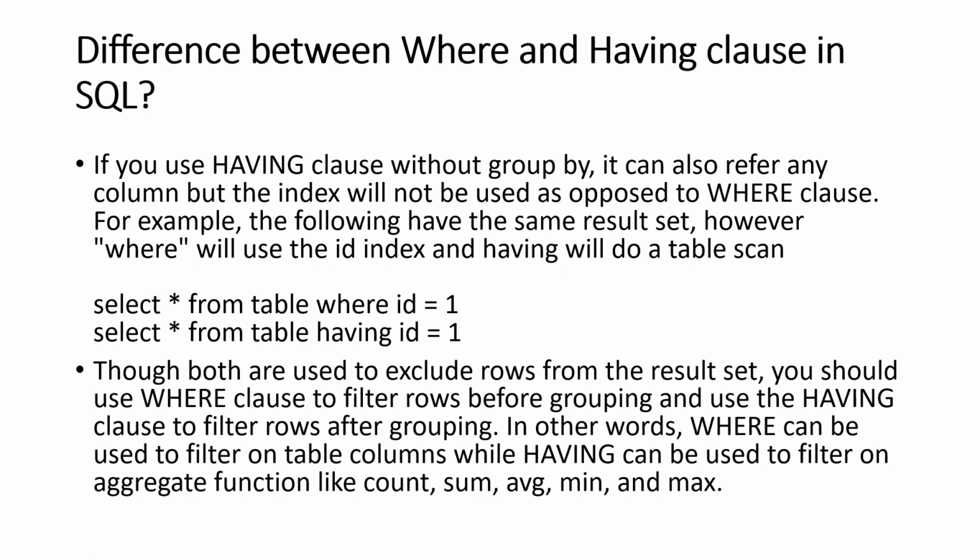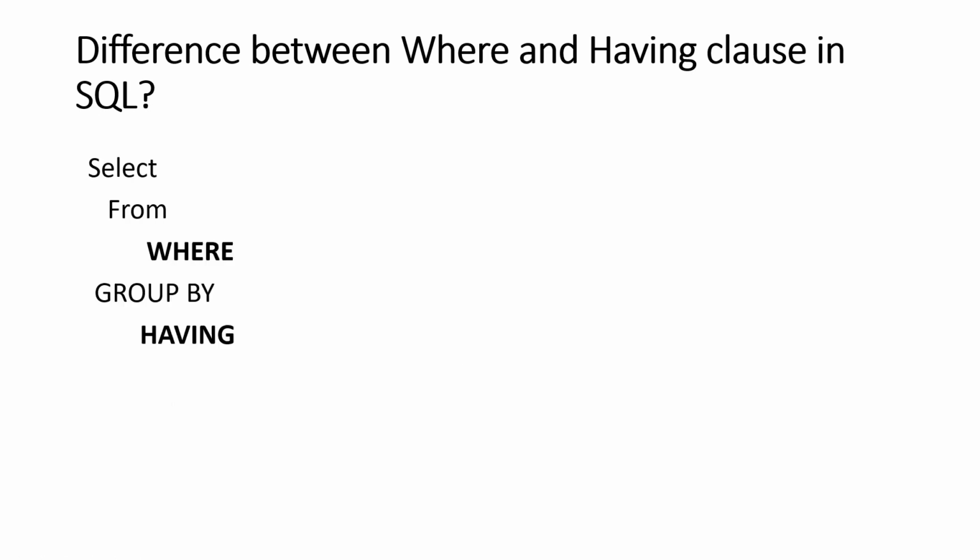Though both are used to exclude rows from the result set, you should use WHERE clause to filter rows before grouping and use the HAVING clause to filter rows after grouping. In other words, WHERE can be used to filter on table columns while HAVING can be used to filter on aggregate functions like COUNT, SUM, AVERAGE, MIN and MAX. So this is the basic structure. First SELECT, then FROM, then WHERE after the FROM, and after the GROUP BY, if GROUP BY is used, then we use the HAVING. So let's see it practically.